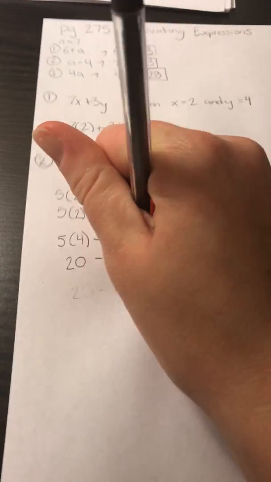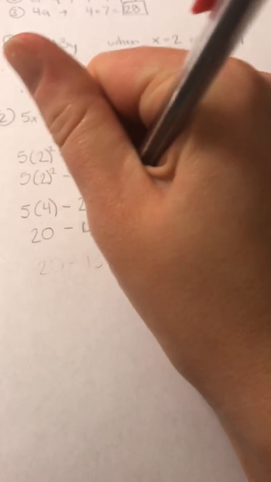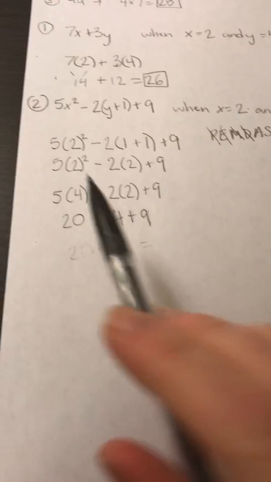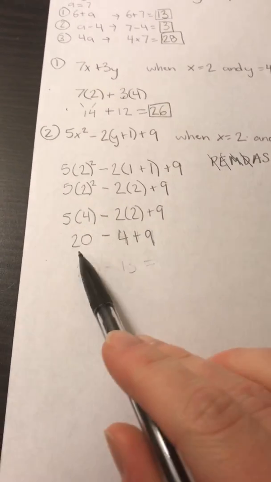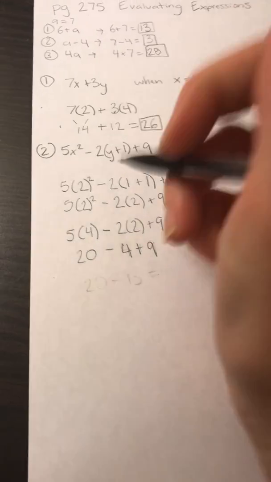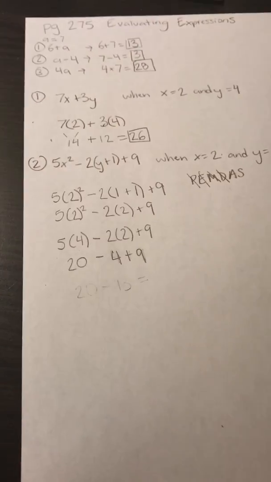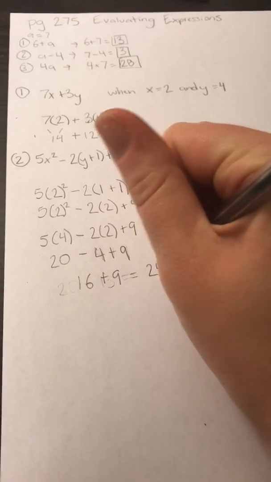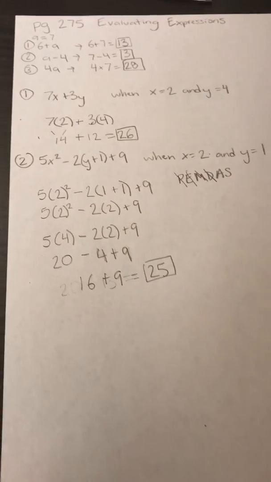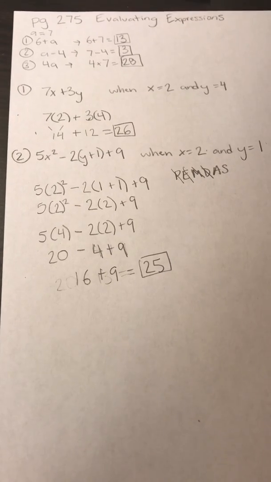So on this one, your book's telling you that when you have your 4 plus your 9 here, it wants you to do 20 minus 4 and then add your 9. So 20 minus 4 is going to give you 16, plus your 9 is going to end up being 25. Okay? So then that's going to be your final answer.